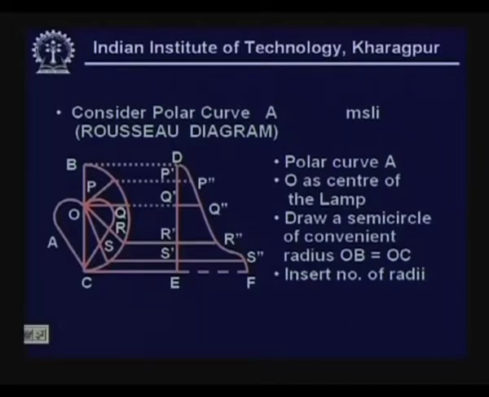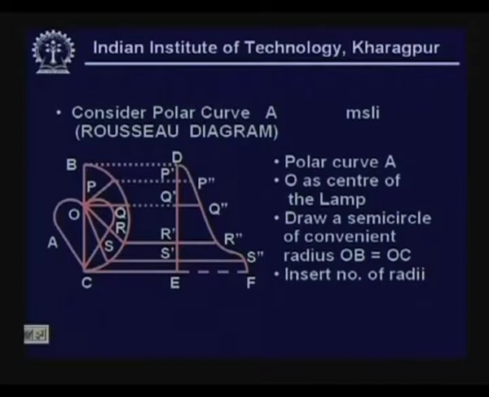Now, let us say the second radial meets at P, which is marked as P prime on the line DE, of length P prime P double prime, that is the radial distance from O to P on the polar curve. Similarly, another radial we are seeing cuts the polar curve at Q.